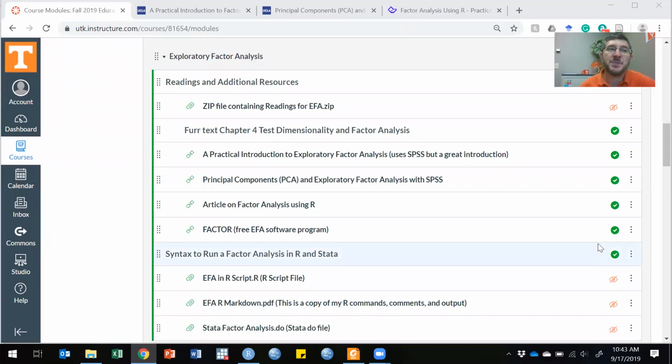Hey there, class. Today we're going to talk about exploratory factor analysis, and I'm going to walk through an exploratory factor analysis in R with you.